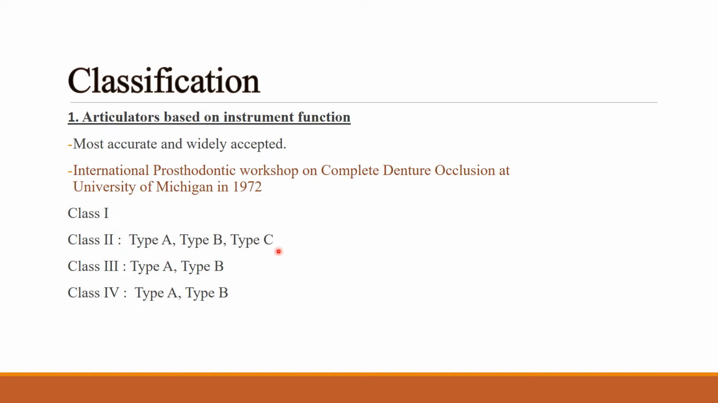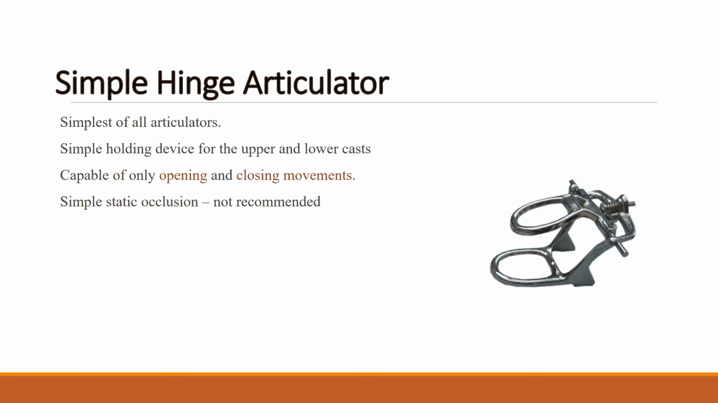Coming to the classification of the articulators, the classification is articulators based on instrument function. It is most accurate and widely accepted. So, from the International Prosthodontic Workshop on Complete Denture Occlusion at University of Michigan in 1972, this classification was established. It was established as Class 1, Class 2, Type A, Type B, Type C, Class 3, Type A and Type B, Class 4, Type A and B.